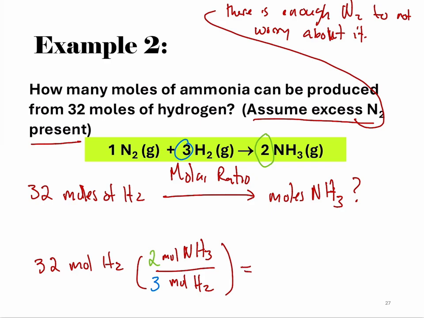Okay, so what happens to moles of hydrogen here? They cancel out. And then we get 64 divided by 3, 21 moles of ammonia.